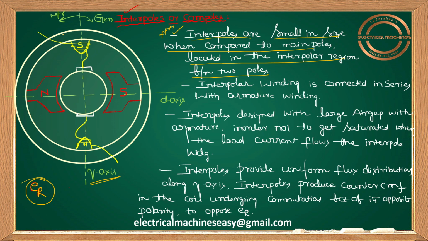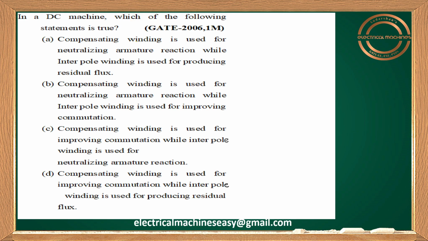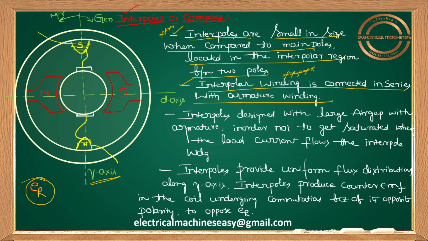One more thing: just like the compensating winding, which I discussed in the previous sessions, was connected in series with the armature, here also the interpole winding is connected in series with the armature winding. This point is very important. If you remember it clearly, this GATE 1995 one mark question can be solved without going wrong. What is that? Interpole winding is connected in series with the armature winding.